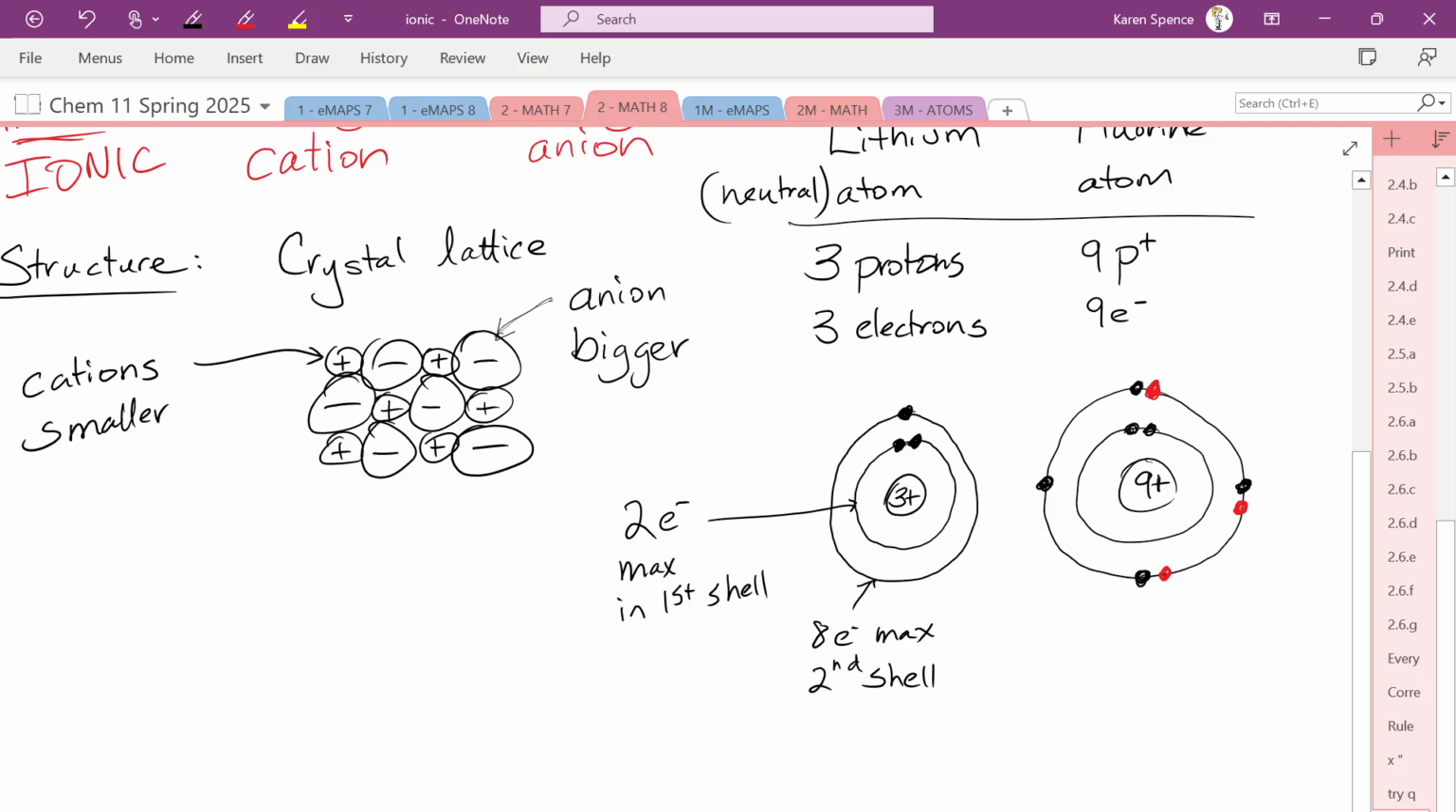Now, do you remember the term valence shell? What is a valence shell? It's the outer shell. It is the outermost occupied shell.